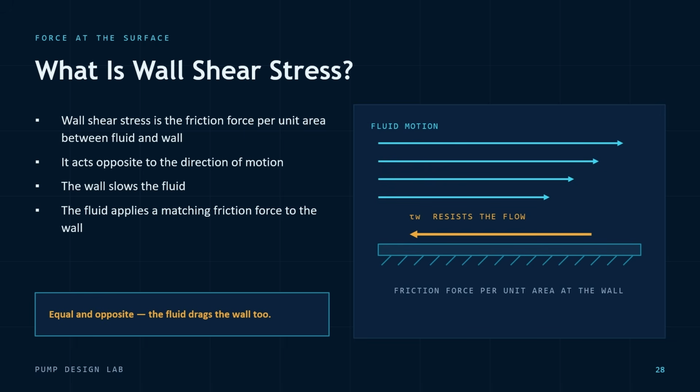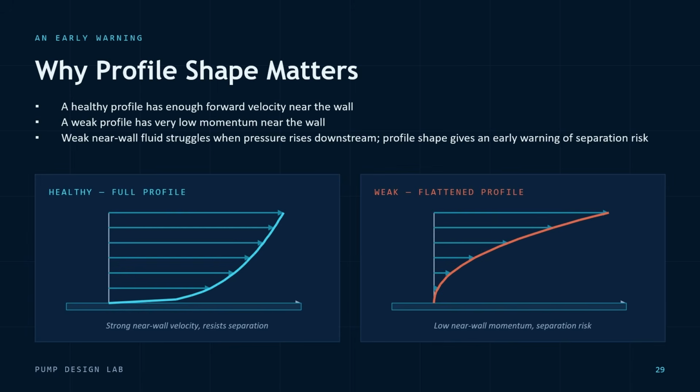But friction alone is not the entire story. The shape of the velocity profile also tells us how strong or weak the near wall flow is. Why profile shape matters. The profile shape tells us whether the fluid close to the wall still has enough forward momentum. A full, healthy profile has relatively strong forward motion near the wall. A weak profile has a large zone of very slow fluid close to the surface. That weak near-wall fluid is the first part of flow to fail when it meets a rising pressure.